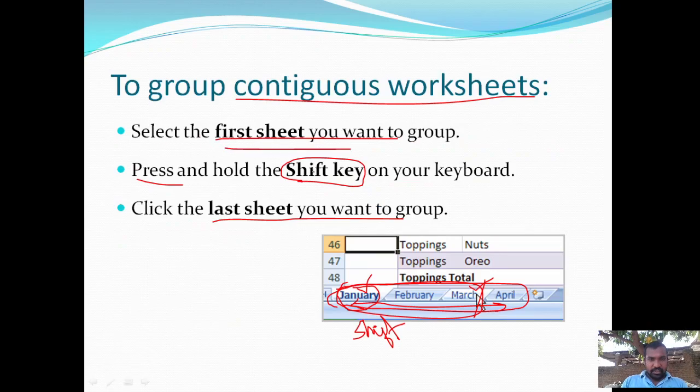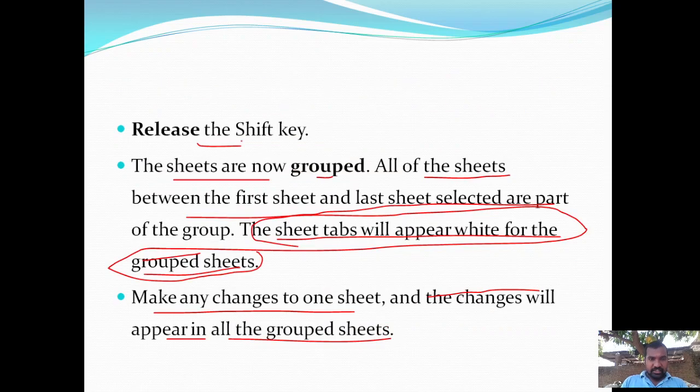Select the first sheet you want to group, press and hold the shift key on your keyboard. Click on the last sheet you want to group, then release the shift key. The sheets are now grouped. All the sheets between the first sheet and last sheet selected are part of the group.